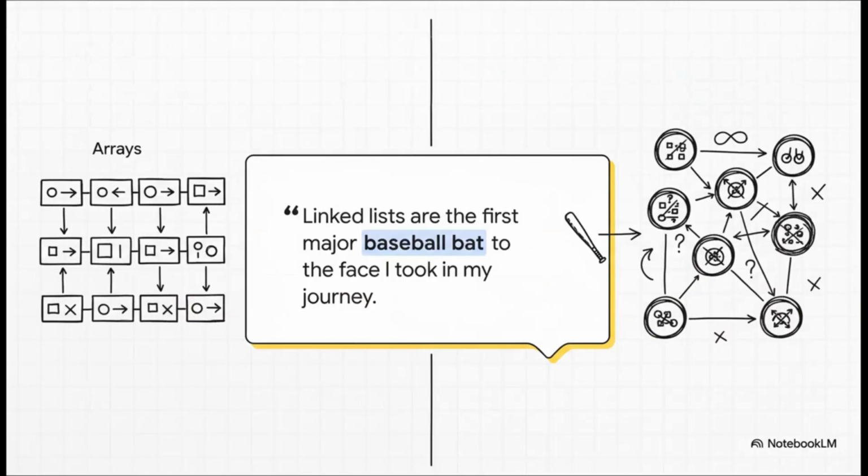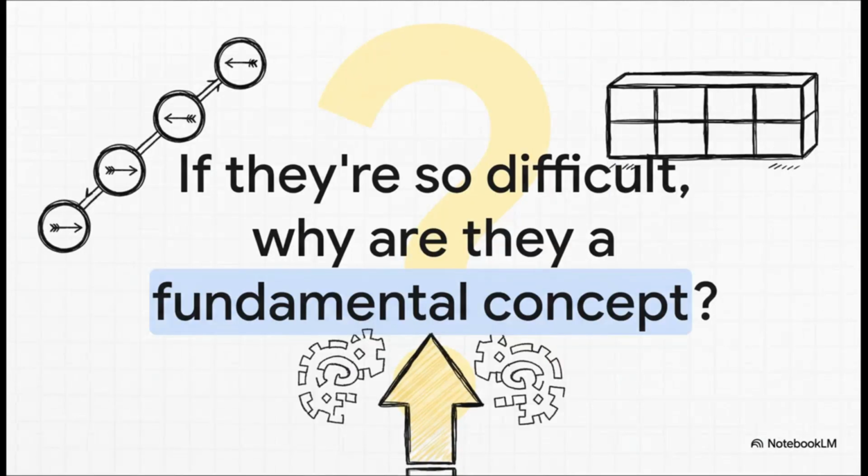And hey, if you've ever felt like this Reddit user, trust me, you are so not alone. Linked lists can be seriously confusing. I mean, arrays are simple. They're just neat rows of stuff. But linked lists? Suddenly you're dealing with pointers and nodes and this whole different way of thinking about how your data is actually connected.